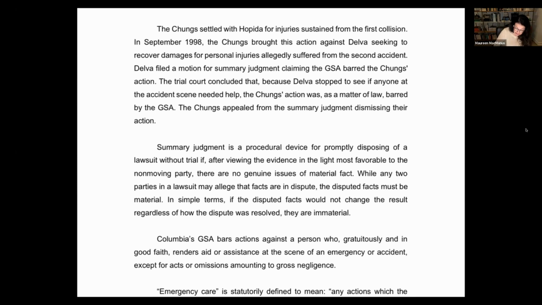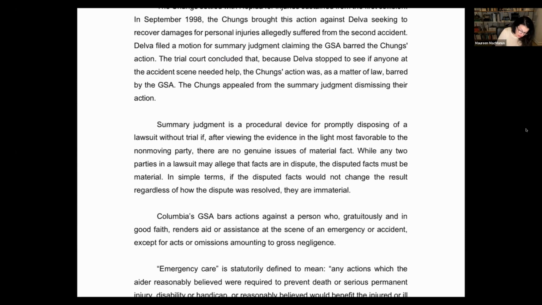Now I see the next line. Summary judgment is a procedural device. So this is a rule for MSJ. So I am deconstructing, I'm labeling the paragraphs and I'm highlighting and just really deconstructing this.